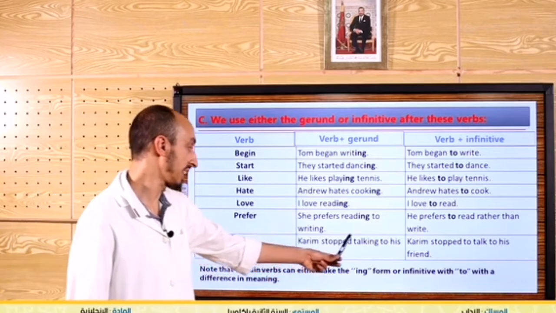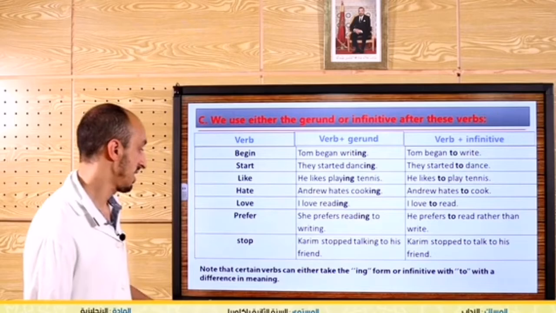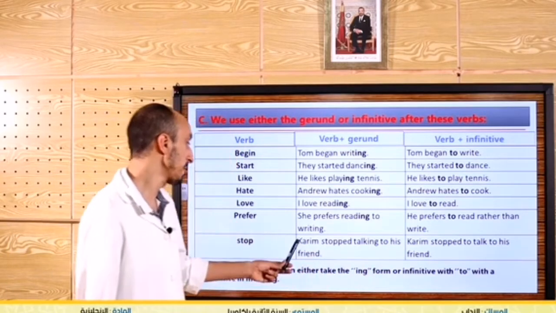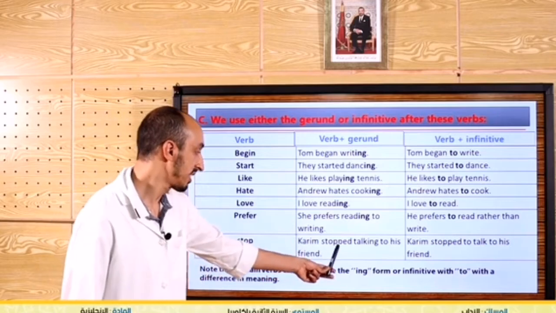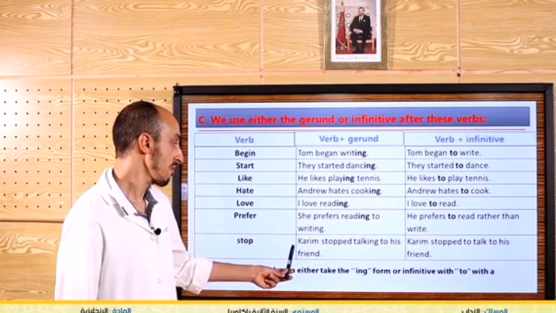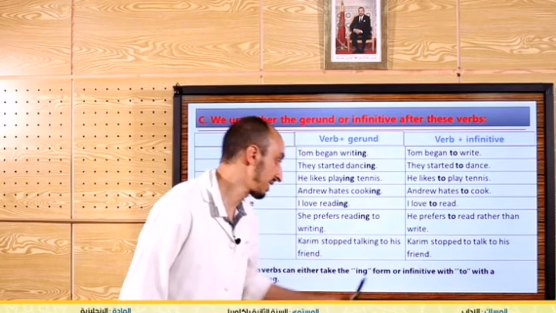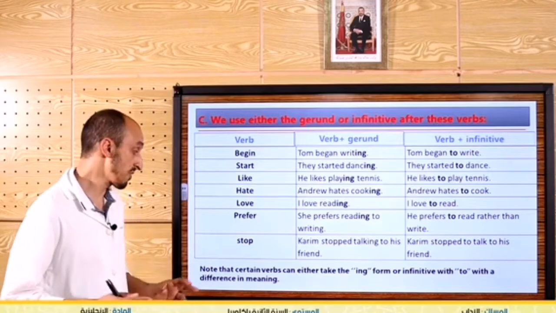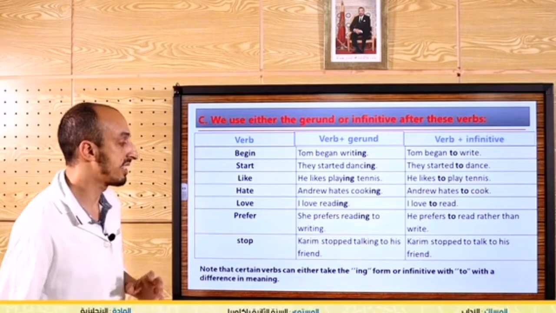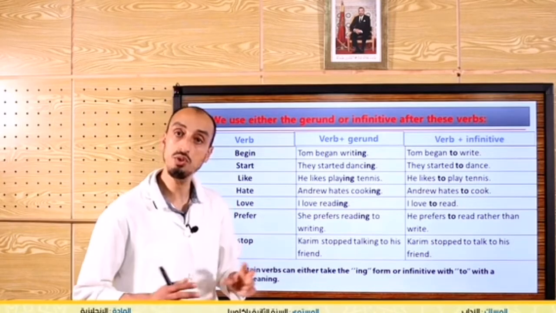Kareem stopped talking to his friend. Kareem stopped to talk to his friend. Now pay attention to this example. We can have a look at this example. Kareem stopped talking to his friend: the gerund after stop. Kareem stopped to talk to his friend. So know that certain verbs can either take the ing form or infinitive with to, with a difference in meaning. Here we have a huge difference in meaning.